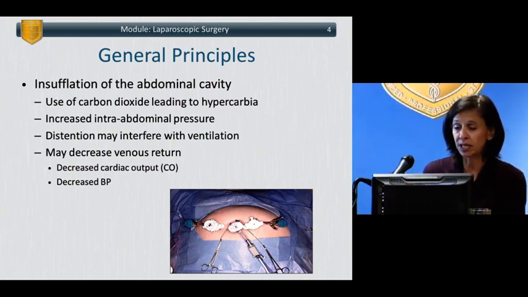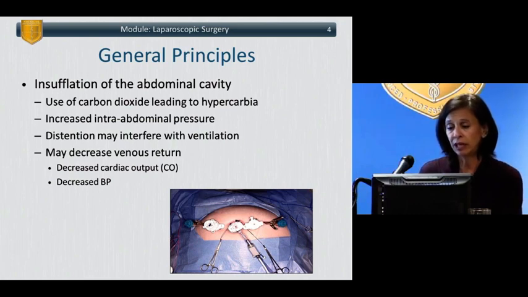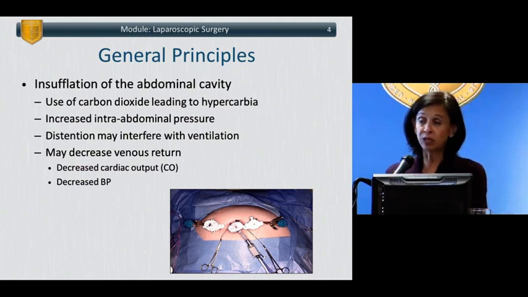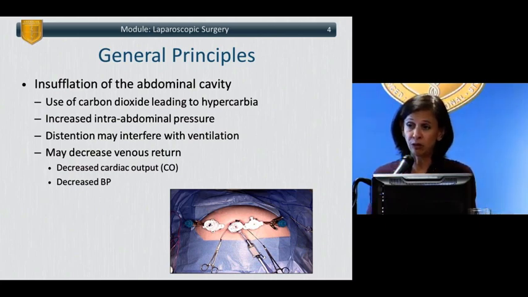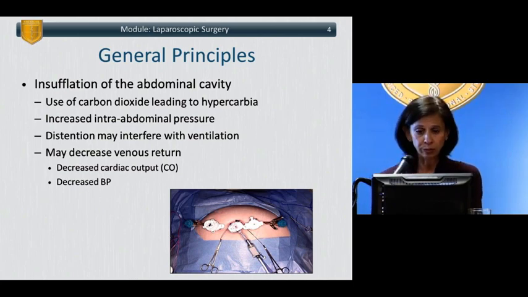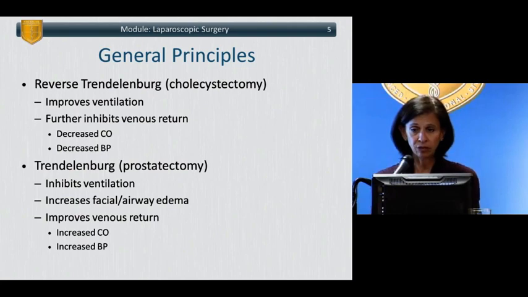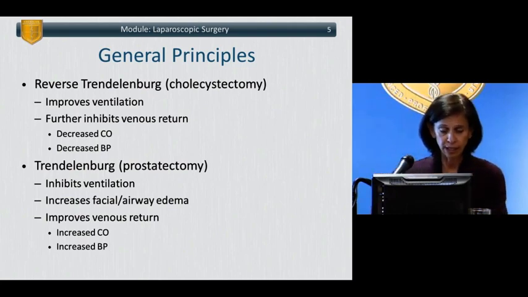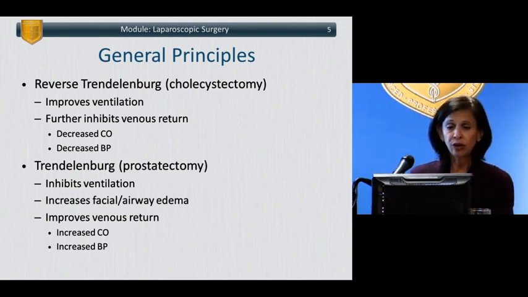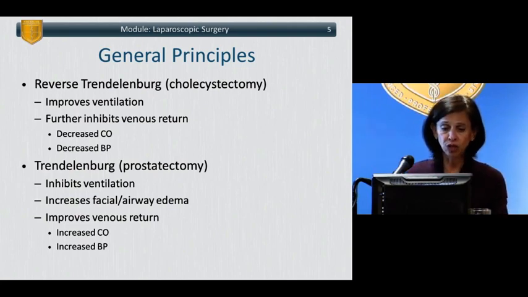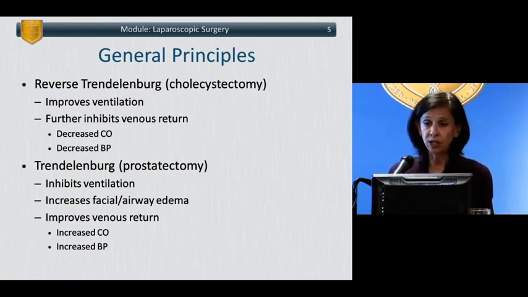In fact, it usually pushes up the diaphragm, and it usually makes it harder to ventilate these patients, and yet we need to ventilate them more because we need to blow off the CO2. It also may decrease venous return, so it doesn't just have implications for ventilation, but also implications for hemodynamics. It can decrease cardiac output and decrease blood pressure if the venous return is impacted significantly enough. So positioning also may worsen or improve these two things.